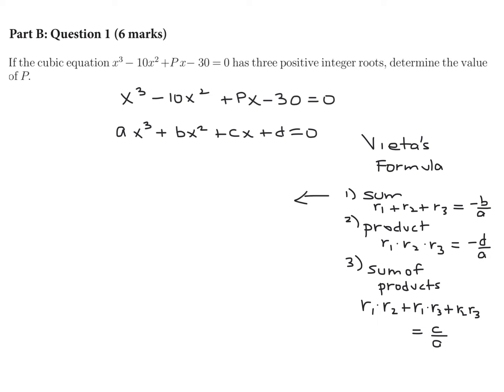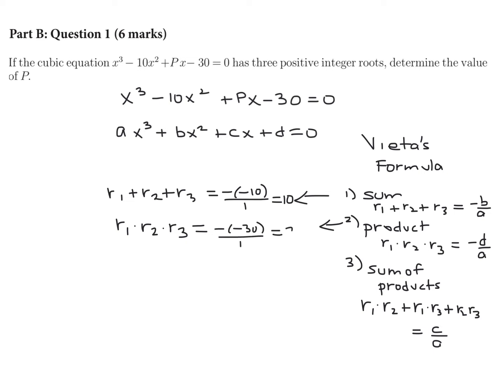From the first one, R1 plus R2 plus R3 is minus b over a. So that's going to be minus 10 over 1, because my b is minus 10 and my a is 1. So that basically is 10. So 10 is the sum. And then the product, R1 times R2 times R3, is minus d over a, so that's going to be minus 30 over 1, which is 30. So the sum is 10 and the product is 30.